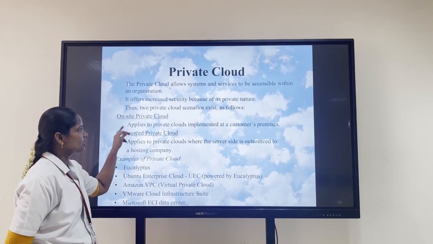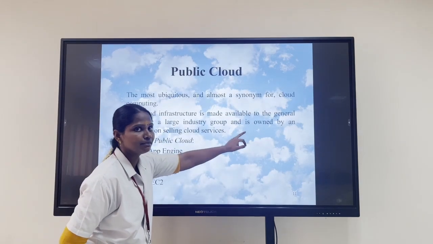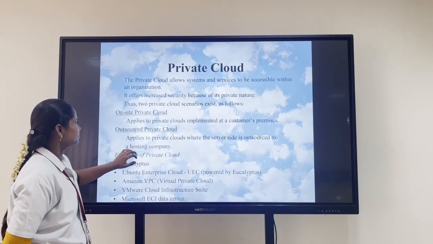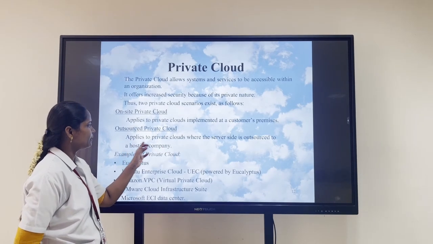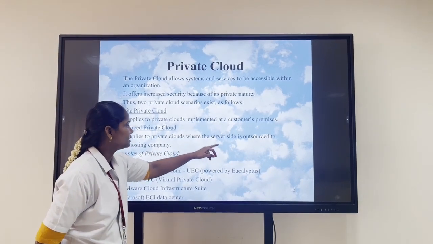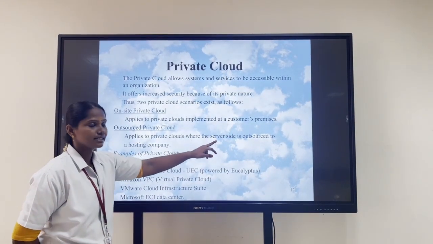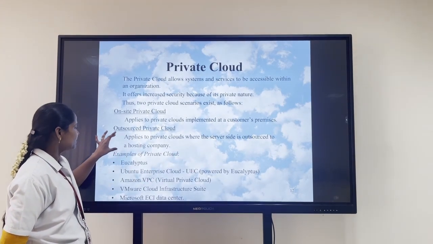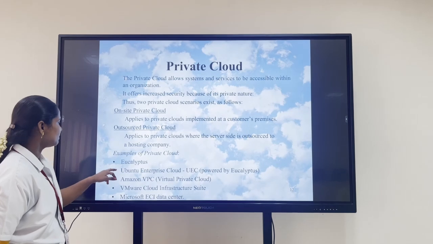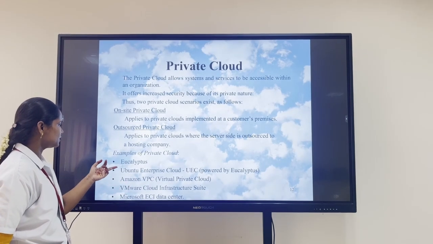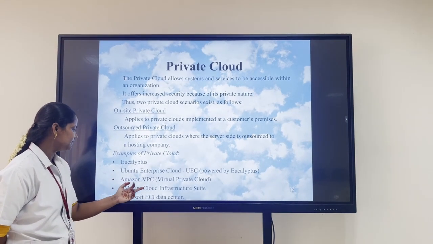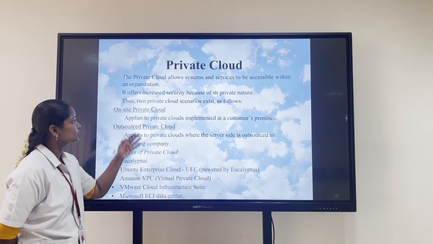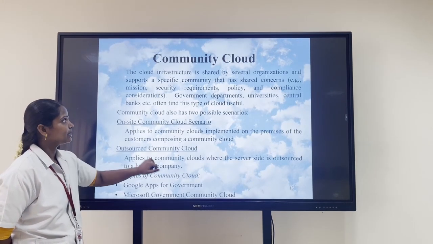So the on-site private cloud is based on the customer premises, and the outsourced private cloud applies to the server side. On-site is the customer side and outsourced is the server side. Next we will see some examples of the private cloud: Eucalyptus, Amazon VPC, VMware Cloud Infrastructure Suite, and Microsoft ECI Data Center. These are some examples of the private cloud.